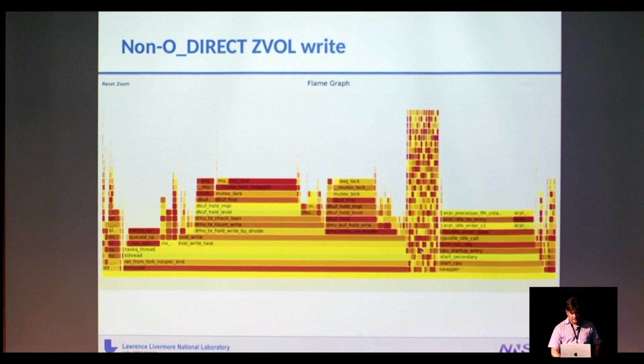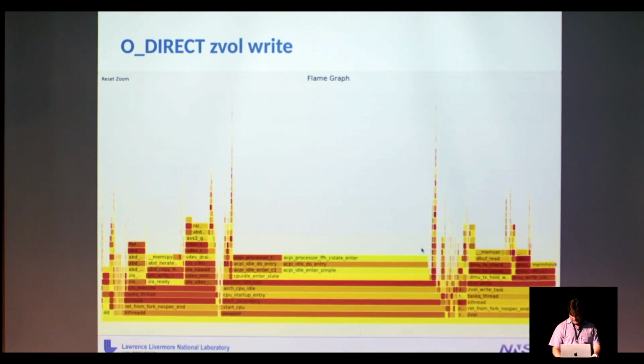So this is a non-O_DIRECT write. This is just a normal write. And this is a flame graph that I learned about at a past OpenZFS conference, I think from one of your presentations, Matt. Here with the non-O_DIRECT write, you can see zvol_write is like 60% of the total time. And if you look at the O_DIRECT, it's maybe 20%.